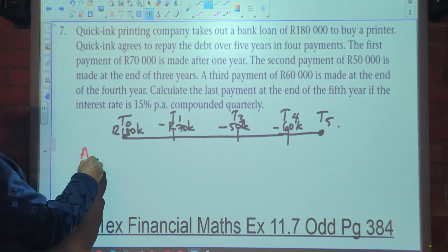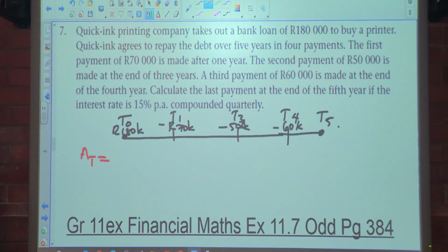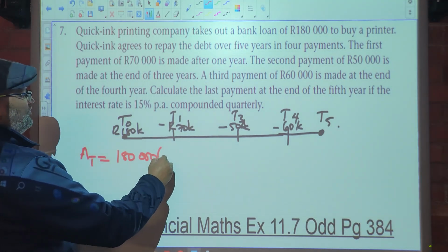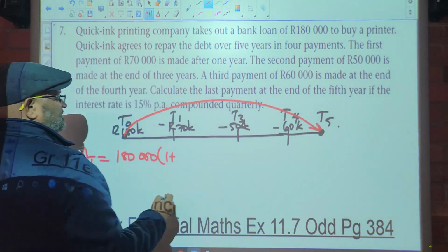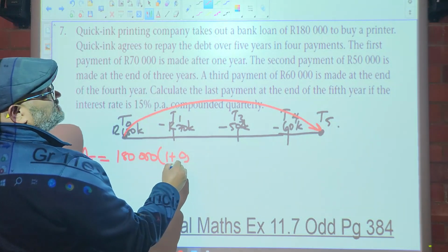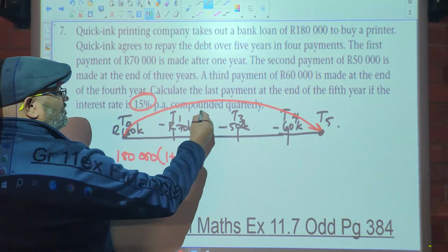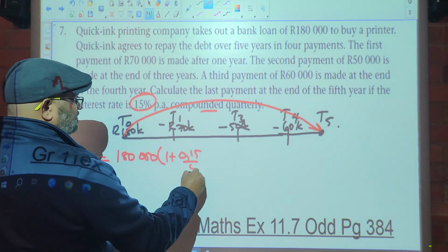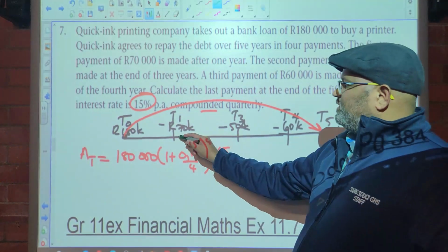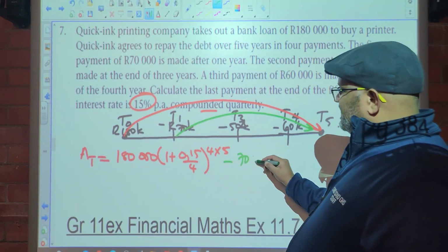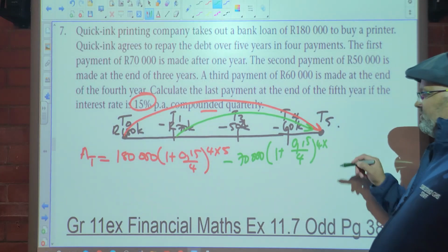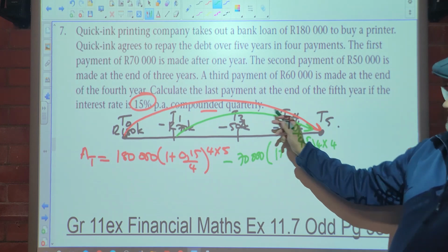The formula: A total is going to be P into 1 plus i to the exponent n. So that's going to be 180,000 rand into 1 plus 0.15 compounded quarterly, so it's 15 over 4, to the exponent 4 times 5. Then we're looking at that 70,000 to the end. So it's minus 70,000 rand into 1 plus 0.15 over 4 to the exponent 4 times 4 years.